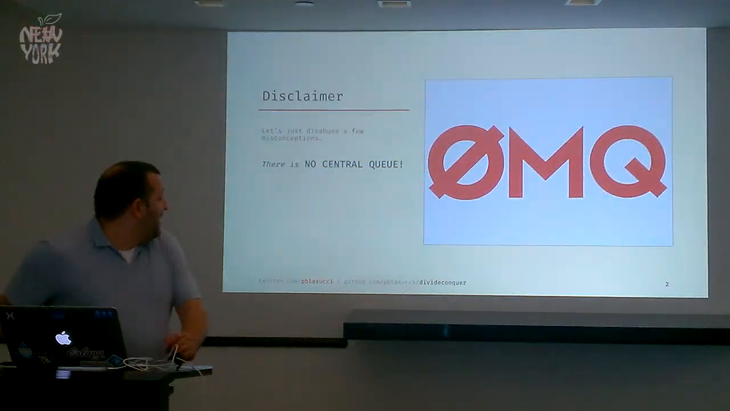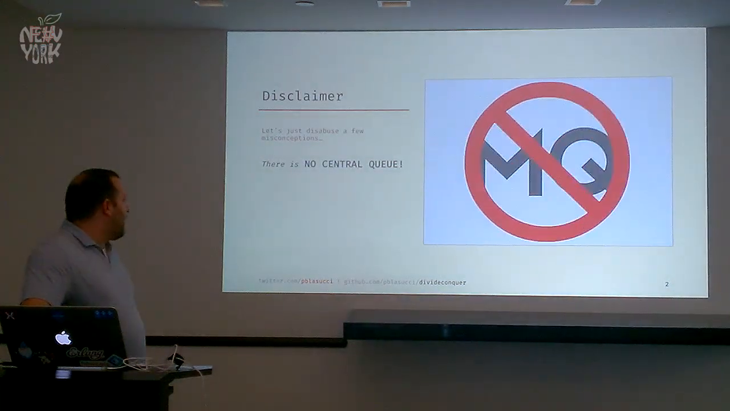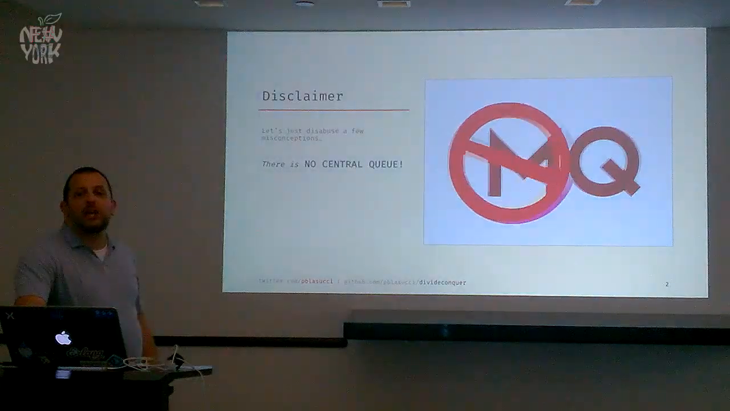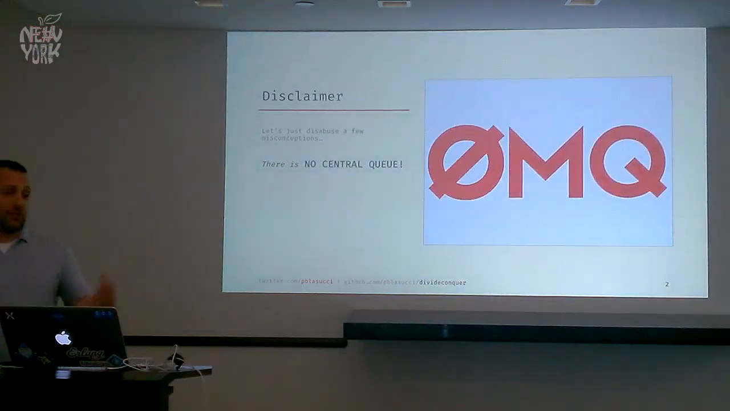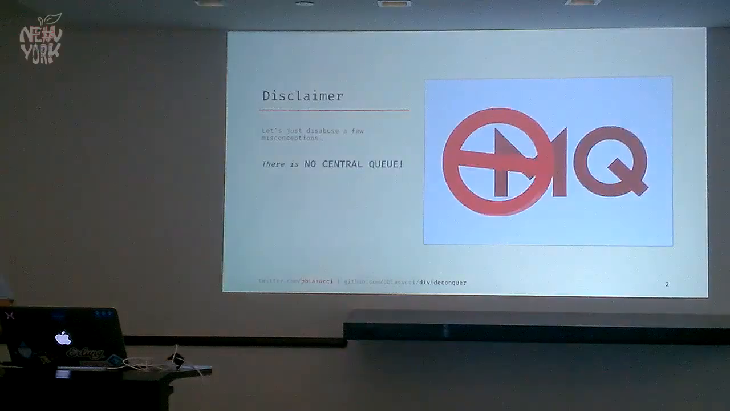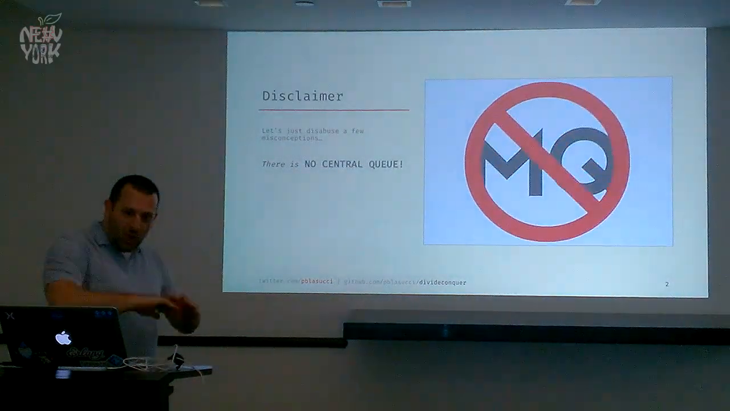I'm going to get one big disclaimer out of the way, because this one stops a lot of people dead in their tracks. There is no Q. It's not, hey, I could use ZeroMQ, how does it stack up to RabbitMQ? How does it stack up to MQ Series? There is no Q. The zero is for naught, no Q.